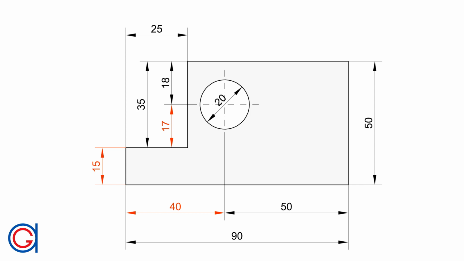As you can see with the red line, red dimensions in the drawing are unnecessary, as we can work out these dimensions without writing them by subtracting the others. 35 minus 18 is 17, so we don't need the 17, for example.